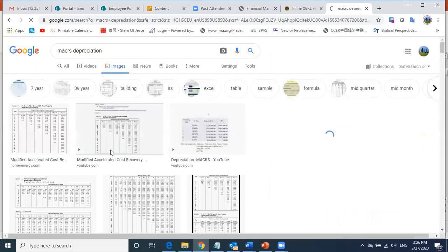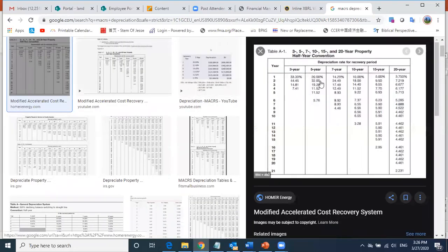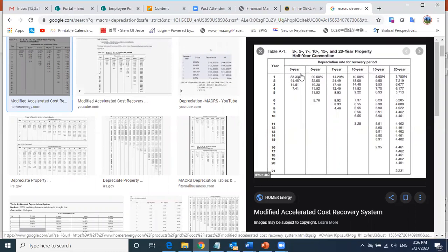This one is different. They have a table here. If the product's life is 3 years, that's how they depreciate. First year, 33%. The second year, 44%. The third year is 14.81%. So they depreciate more in the earlier years, and then gradually the depreciation rate reduces.